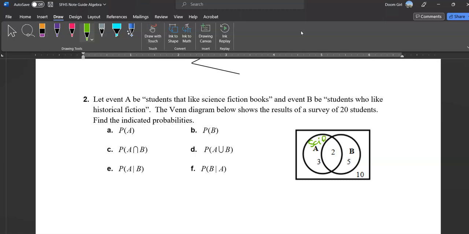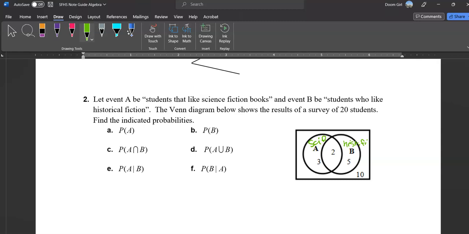Science fiction. And then students who like historical fiction are event B. Hey, my people! I like historical fiction. Oh, that didn't work. Okay, whatever. Historical fiction. So there were 20 students that were surveyed, and this Venn diagram has information.